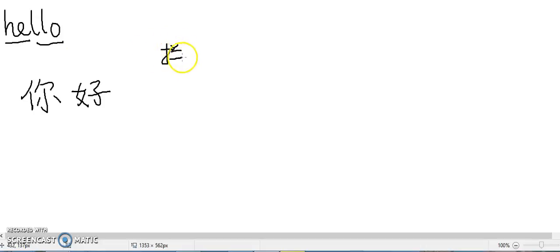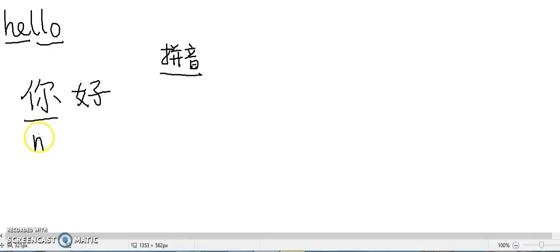If I write them in Chinese, this is how we write it, which means it's a system to help us mark the pronunciation. So when you look at them, you can tell how to pronounce it. So for the first character, we pronounce it as ni.